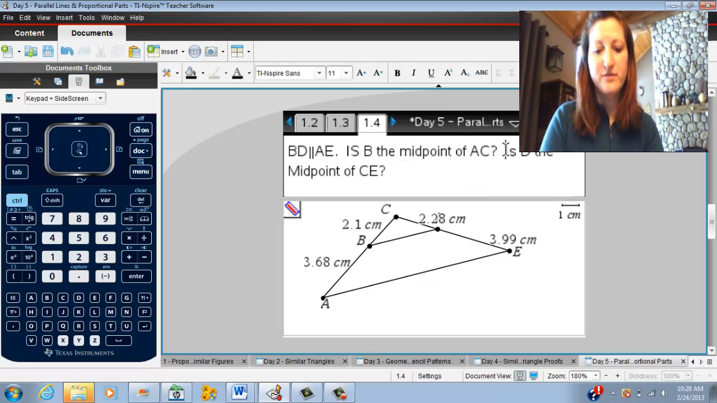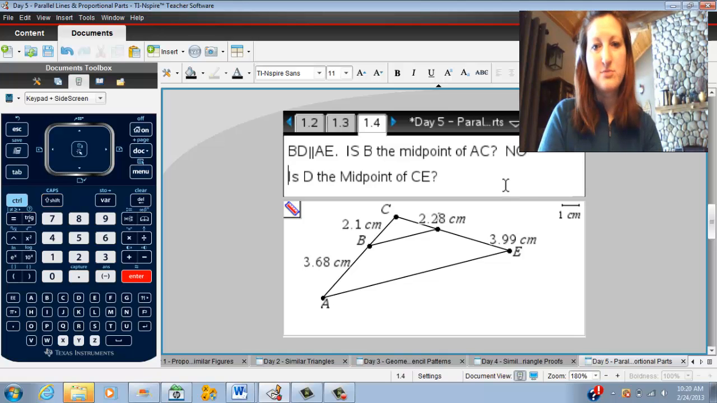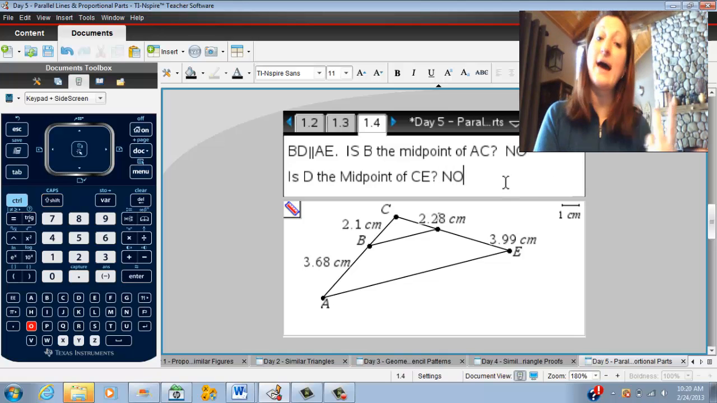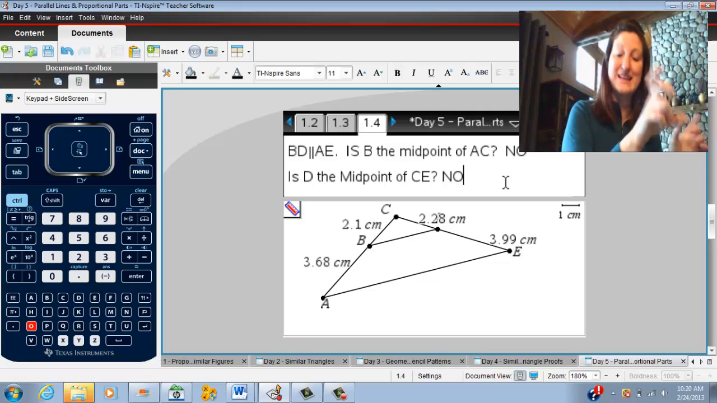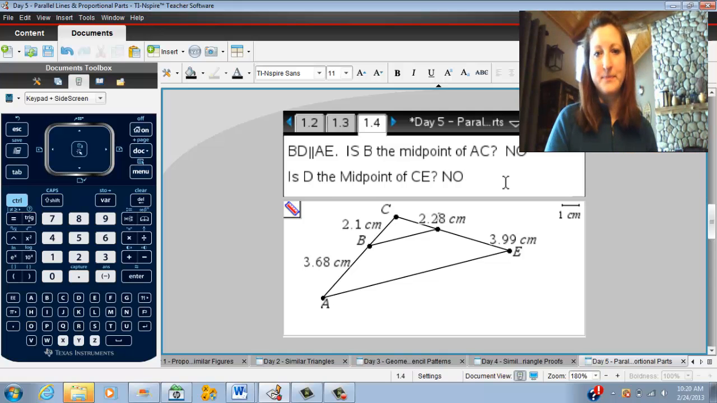So is B the midpoint of AC? No. Is D the midpoint of CE? No. And how do we know? Well, because the lengths are not equal, so it's not in the middle.